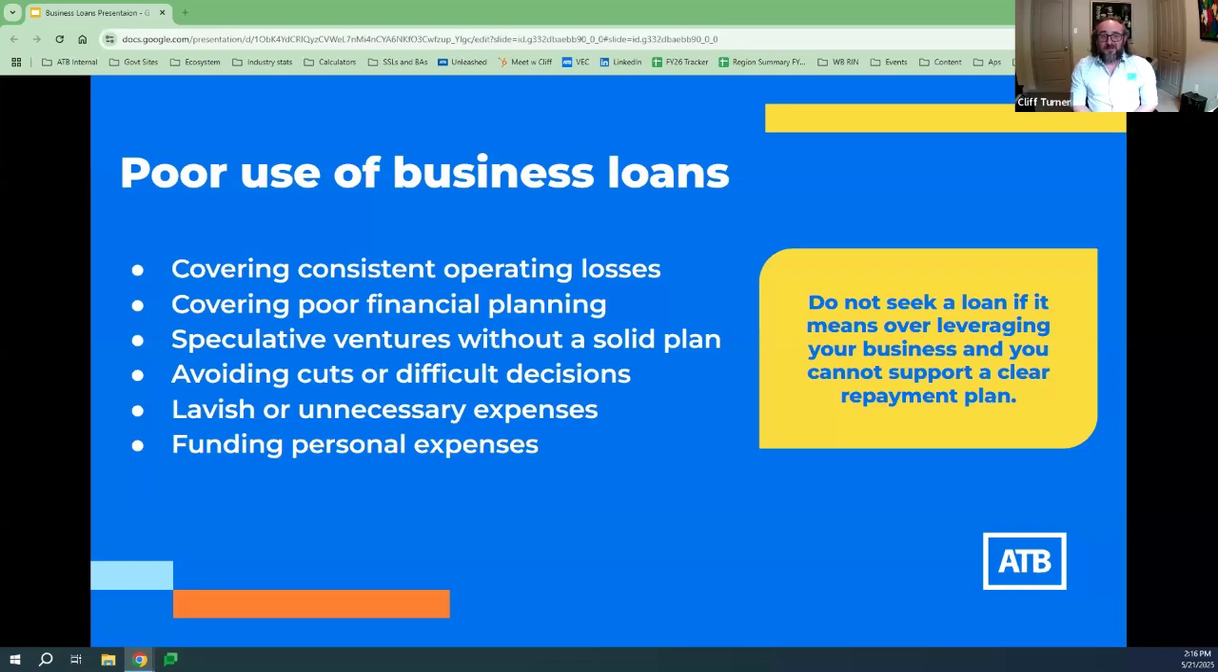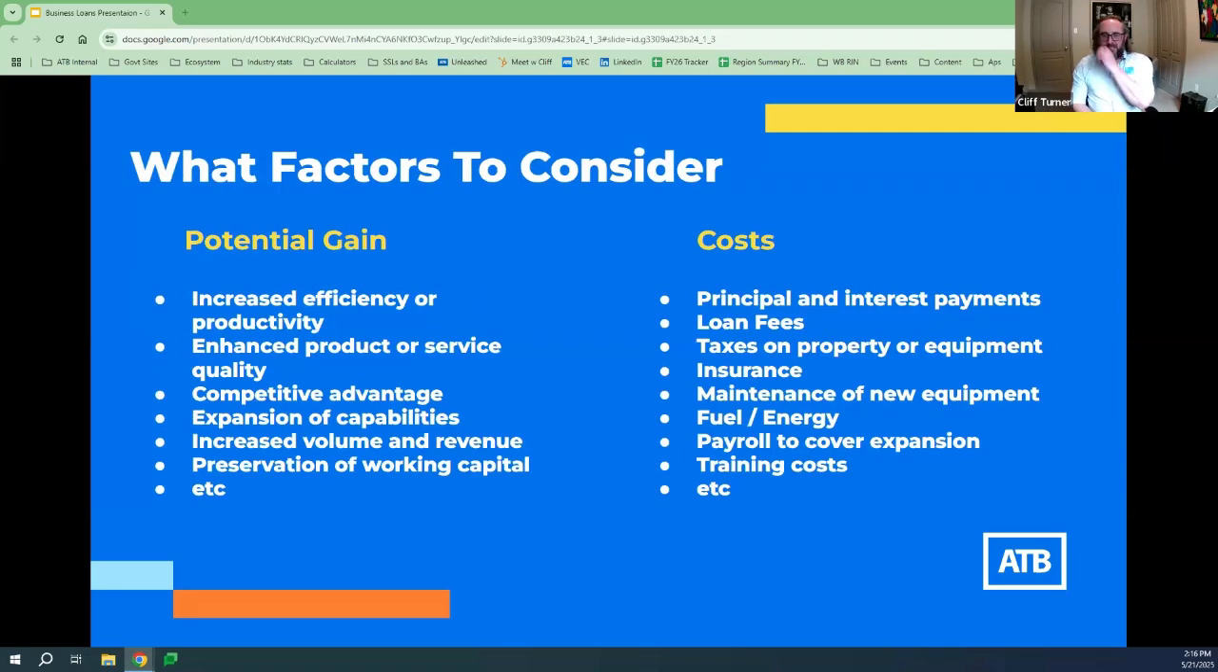And overall, don't seek out a loan if it means you're over-leveraging your business and you can't support a clear repayment plan. If those two things aren't in place, then there's probably some preparation to do before you approach a bank for a loan. So these are some strategic reasons to go into it and some not so great reasons to grab a loan. But like I said, let's look at the actual formula here.